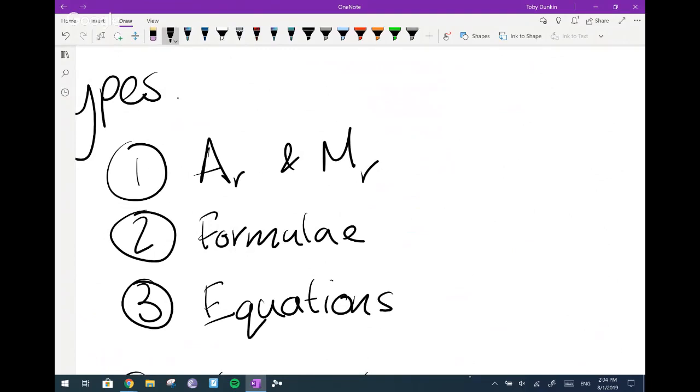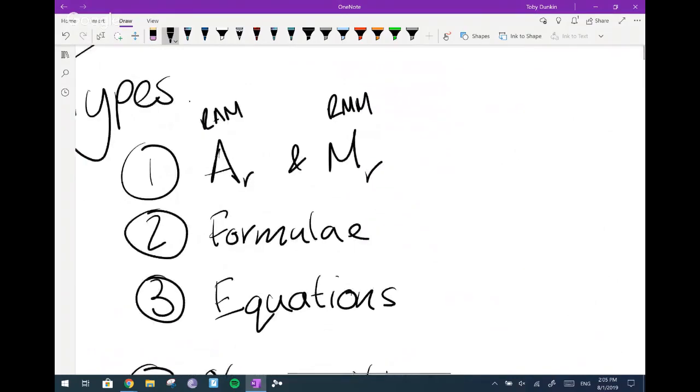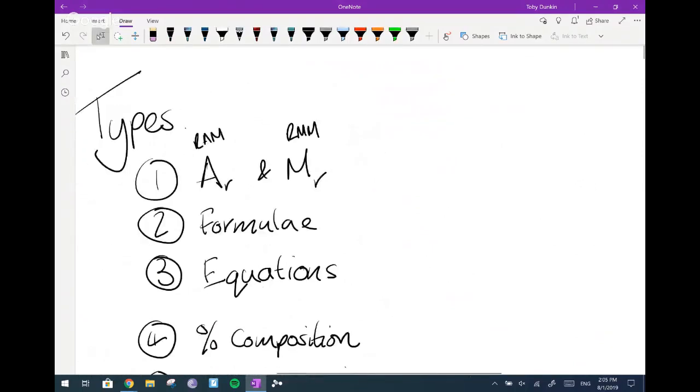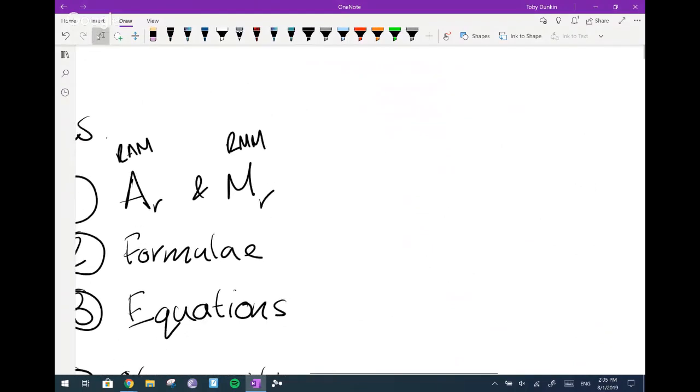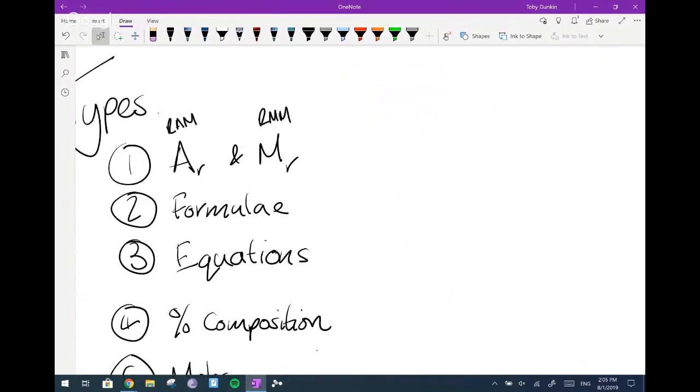This is relative atomic mass, RAM, and this is relative molecular mass. Now, most of the time they're short forms now to capital A with a subscript r and capital M with a subscript r, standing for relative atomic mass and relative molecular mass. But these are the calculations where everything starts. And I'm just going to really quickly give you some examples of these as we run through them.